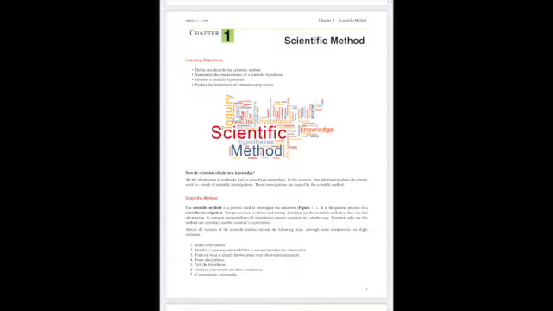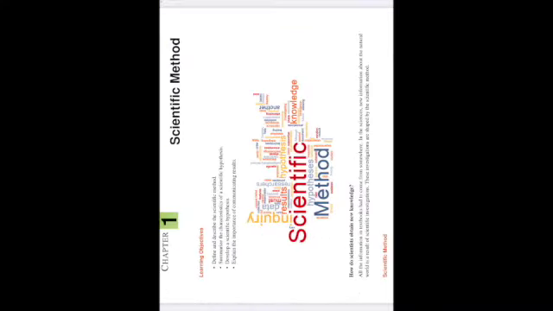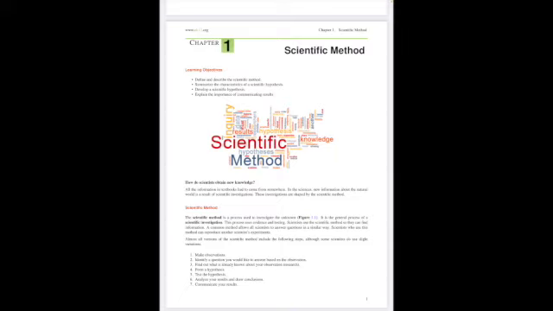How do scientists obtain new knowledge? All the information in textbooks had to come from somewhere. New information about the natural world is a result of scientific investigations. These investigations are shaped by the scientific method.